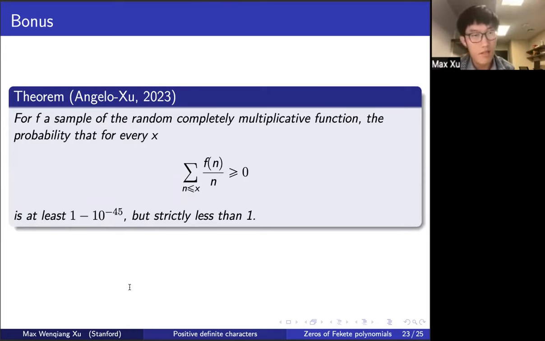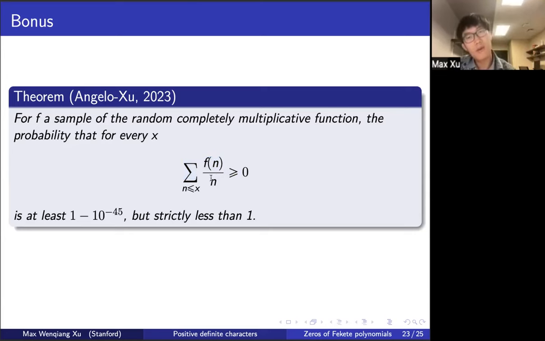We talk about being positive definite. Here's another version of being positive definite. Let F be a sample of a random completely multiplicative function. Random just means a certain family of multiplicative functions, because a multiplicative function is determined by F2, F3, F5, F7, for example. So you have a family of completely multiplicative functions, and then you randomly choose one of them. We call F positive definite if, again, this thing is non-negative, but now we have a certain weight, 1 over N. And then we want to understand how likely a randomly chosen F is positive definite.